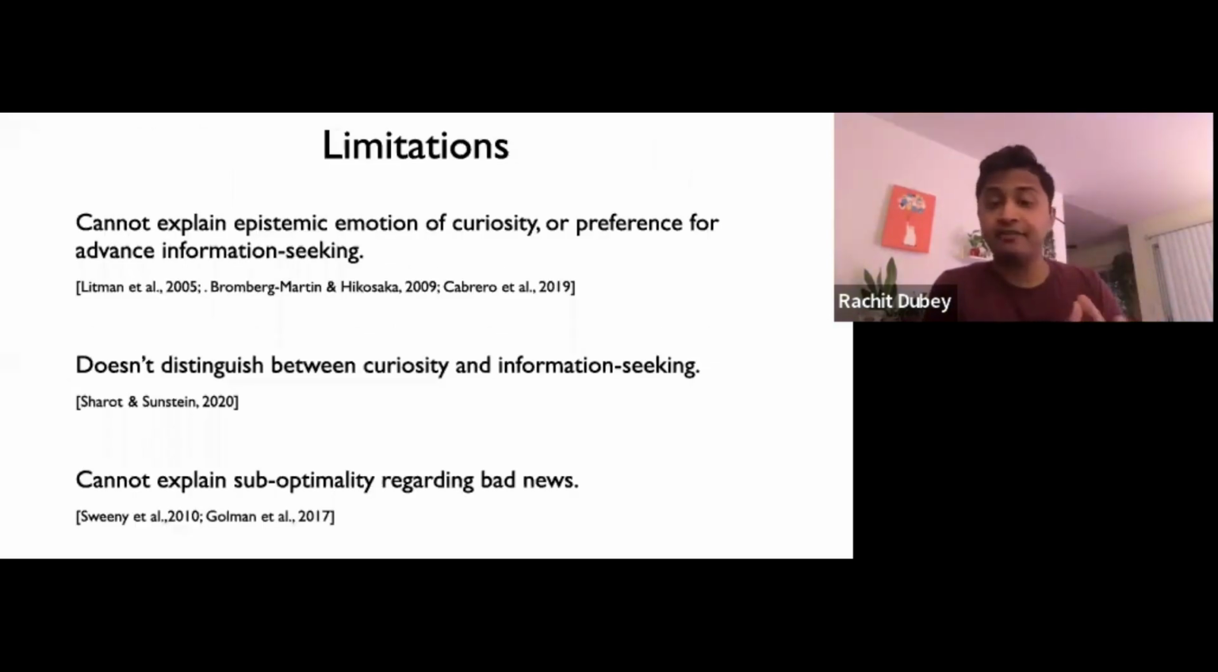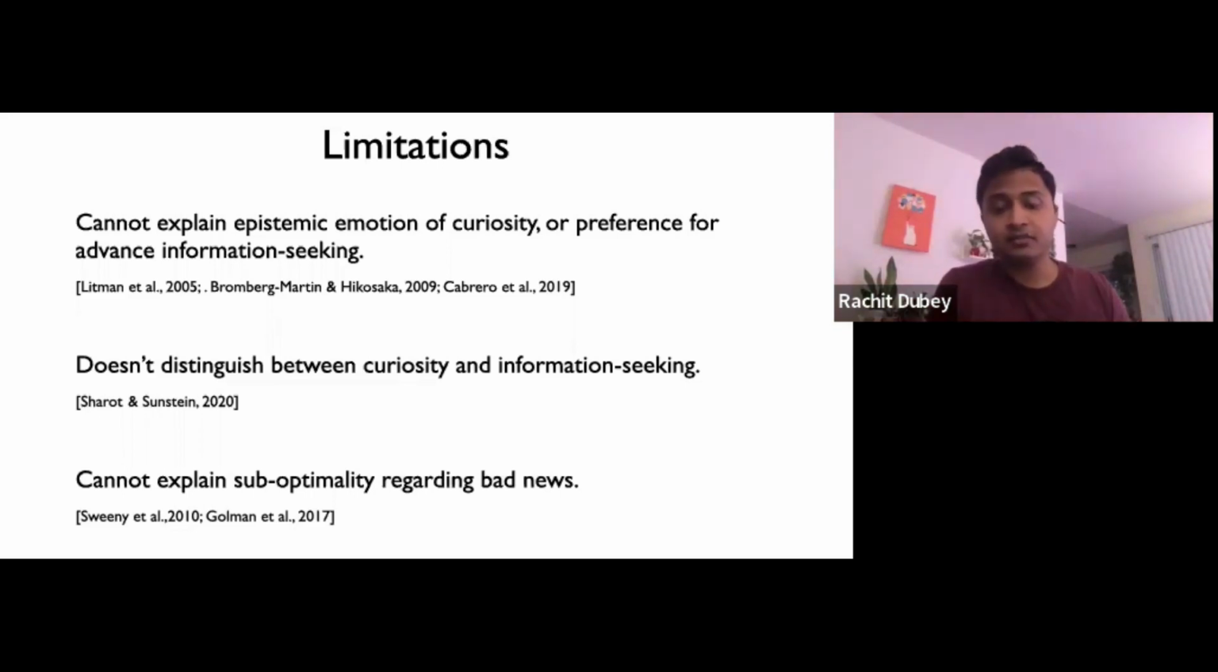That being said, our framework definitely has some very important limitations, primarily because it's not a process level model. So for one, we do not offer any explanation of the epistemic emotion of curiosity or provide an explanation for why people and animals have a preference for advance information seeking. We also do not distinguish between curiosity and information seeking. So for example, a person may be curious about whether they're likely to have some kind of cancer, but they still may not choose to seek that information. A person may also seek information such as filing taxes or financial information, but they may not be curious about seeking that information. Our framework does not explain this difference very well.